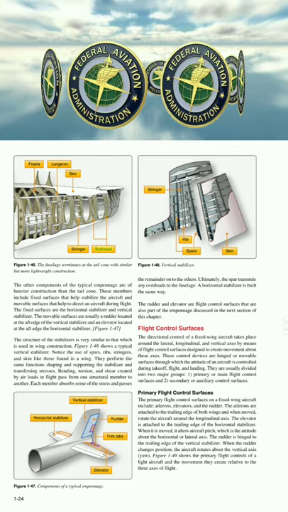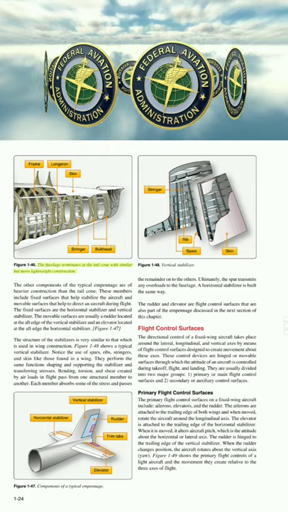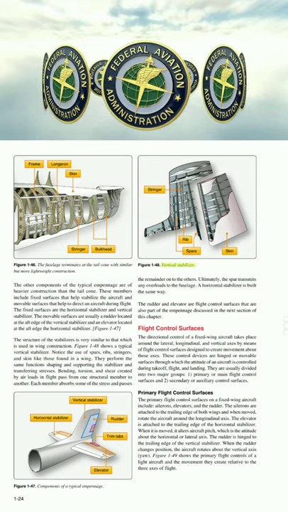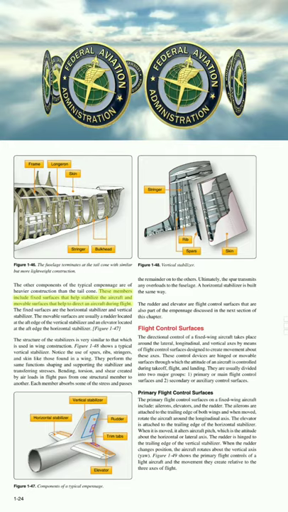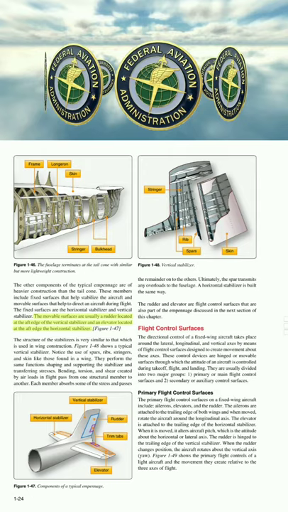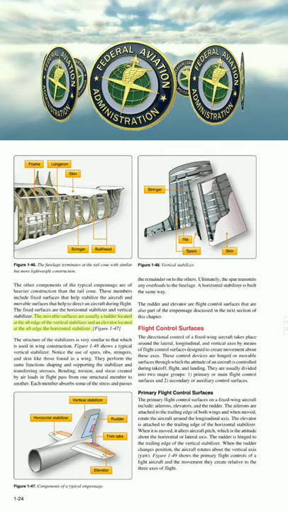The fuselage terminates at the tail cone with similar, but more lightweight construction. The other components of the typical empennage are of heavier construction than the tail cone. These members include fixed surfaces that help stabilize the aircraft and movable surfaces that help to direct an aircraft during flight. The fixed surfaces are the horizontal stabilizer and vertical stabilizer. The movable surfaces are usually a rudder located at the aft edge of the vertical stabilizer and an elevator located at the aft edge of the horizontal stabilizer.